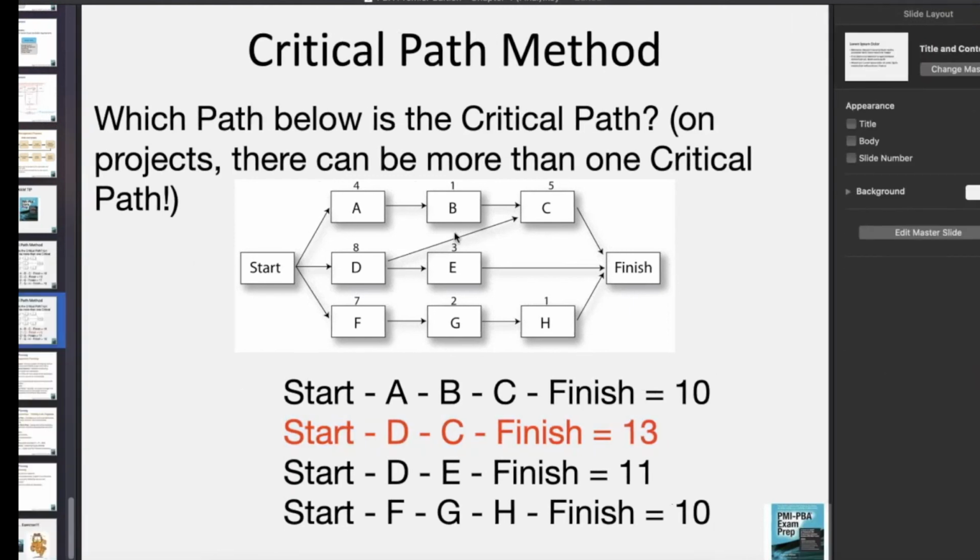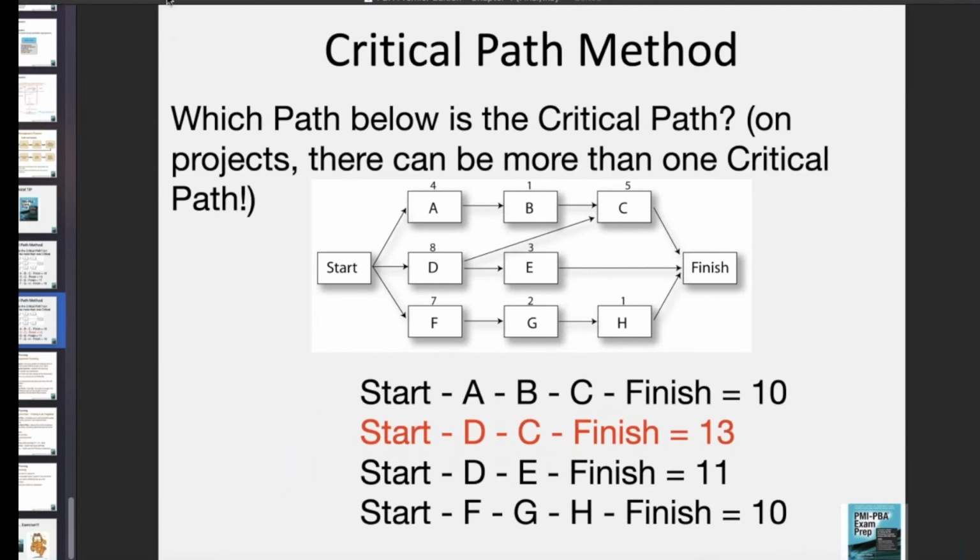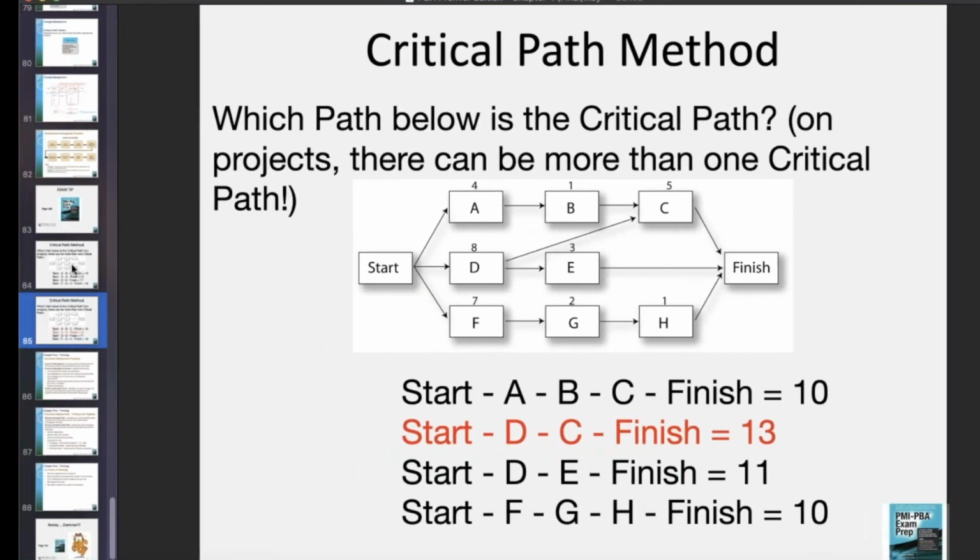So when you're trying to figure out which one's a critical path, look at all these paths that exist on this project. There are 4 paths. Let me show you. You go from start to finish. There's path number 1, which is here. Start, A, B, C, finish equals 10 days. I got that by adding up the durations at the top: 4 days for A, 1 day for B, 5 days for C, 4 plus 1 plus 5 equals 10.